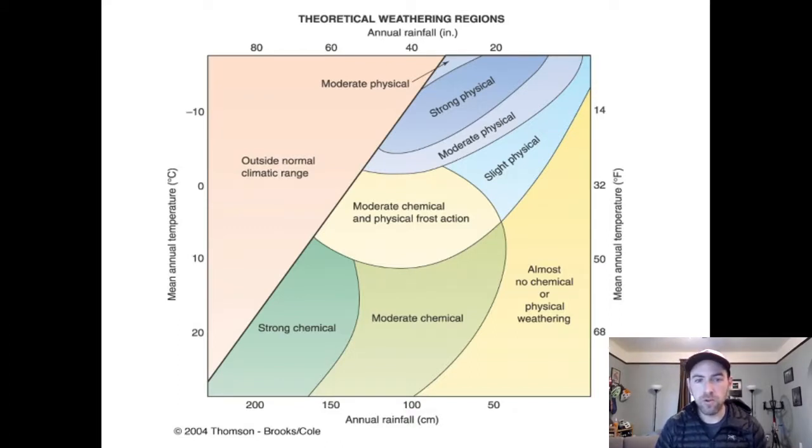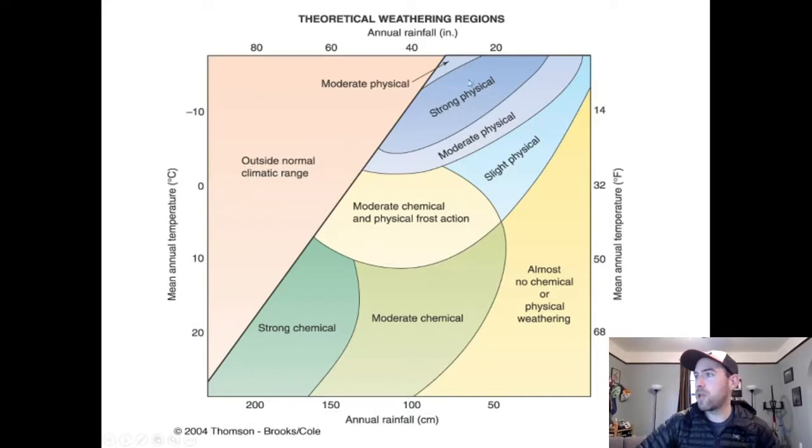And the same thing is true for temperature, right? The warmer the temperature, usually those chemical reactions proceed faster in higher temperature systems, right? Whereas in the colder temperature regions, you're more likely to have those temperature fluctuations that result in freeze-thaw cycles and so forth, right?